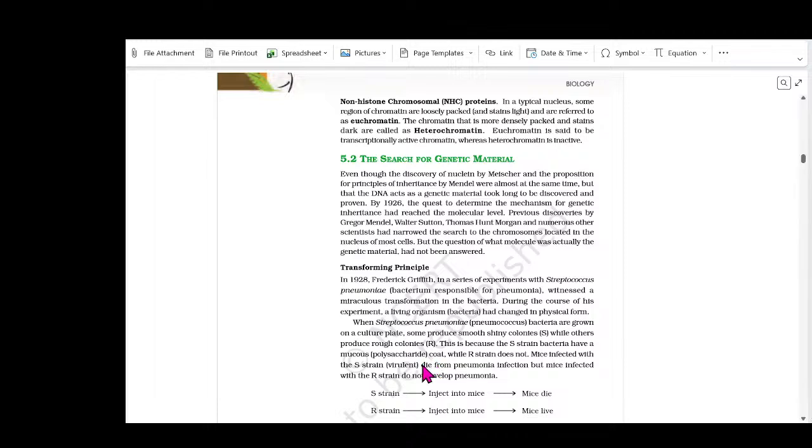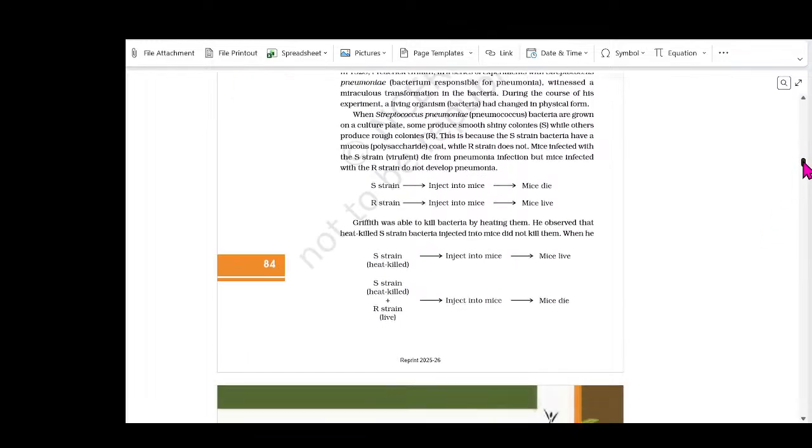Mice infected with the virulent S strain die from pneumonia infection, but mice infected with the R strain do not develop pneumonia. When S strain was injected into the mice, the mice died, whereas when R strain was injected into the mice, they lived. Griffith was able to kill bacteria by heating them. He observed that heat-killed S strain bacteria injected into mice did not kill them. So, his observation was that when heat-killed S strain was injected, the mice lived.